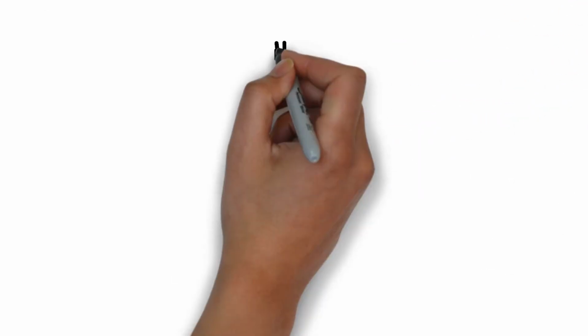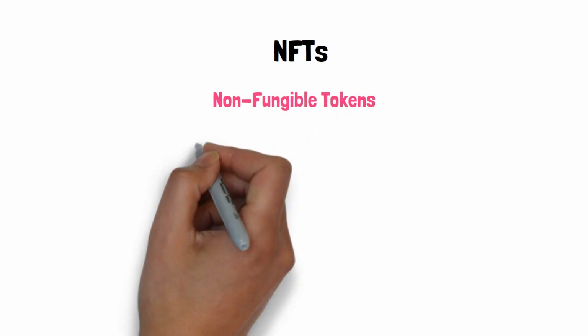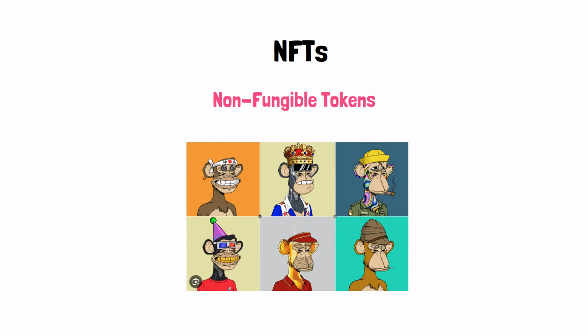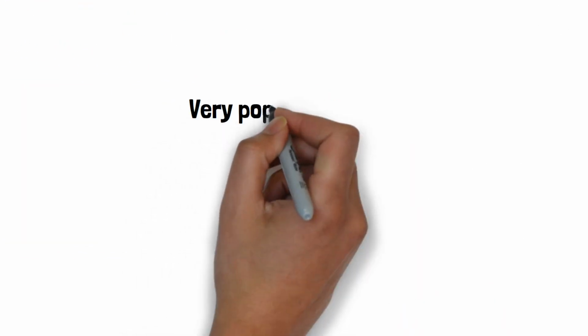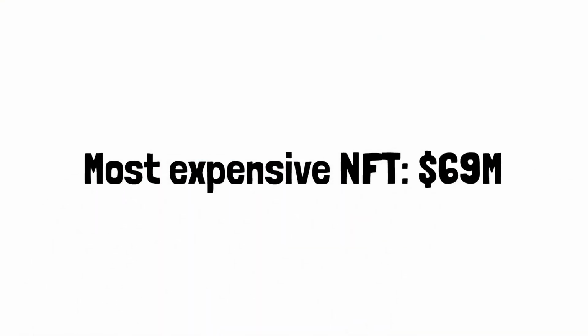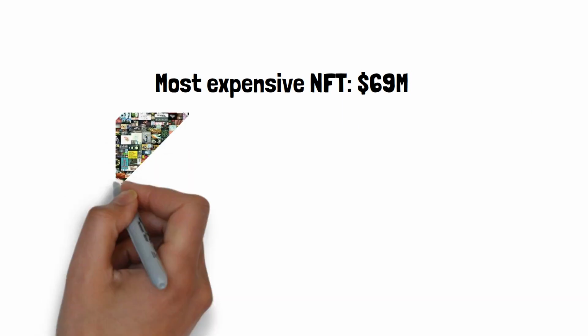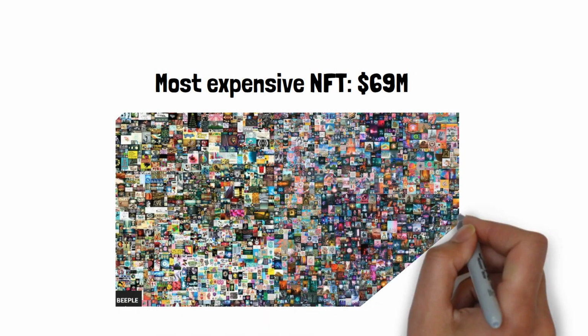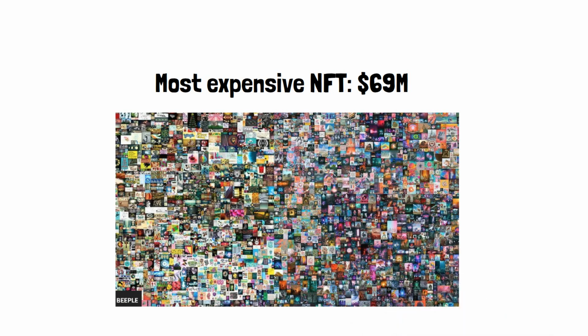Besides DeFi, another big use case is NFTs. NFT means non-fungible token. NFTs represent unique items that are stored on the blockchain. NFTs became very popular in 2021. They were mainly used to represent unique digital art. The most expensive NFT sold for $69 million. But don't worry, if you miss this bargain, there will be plenty of other opportunities in the next bull market.